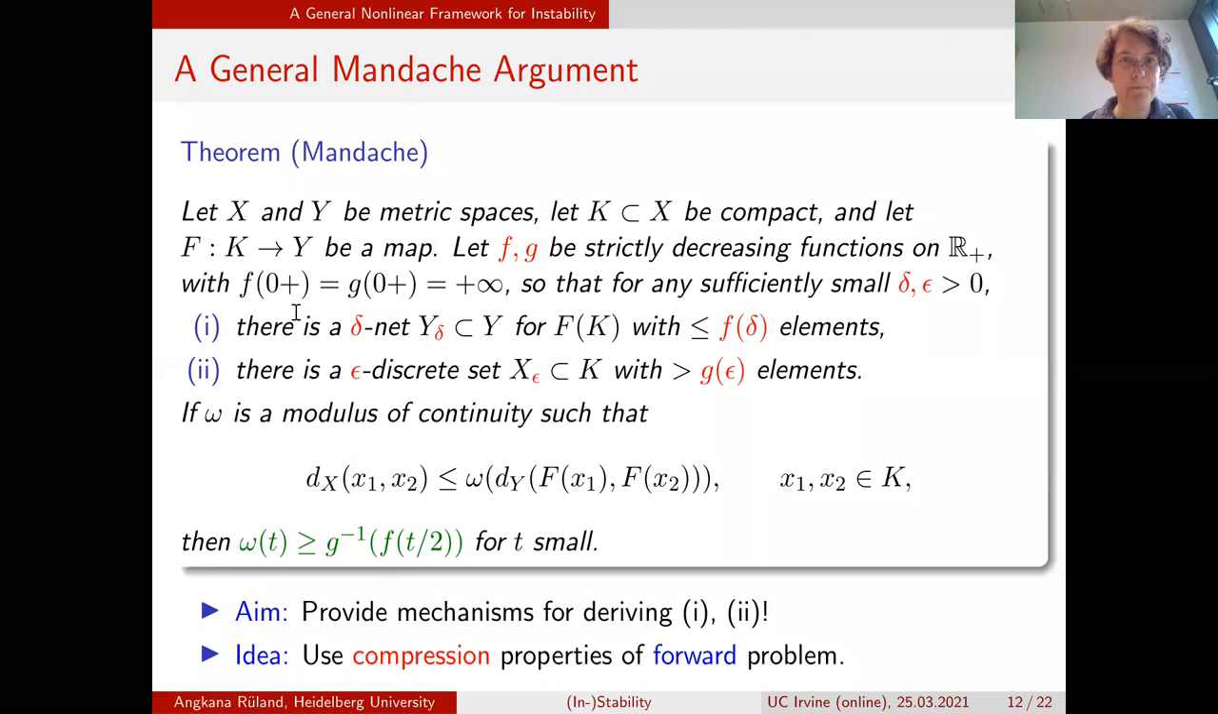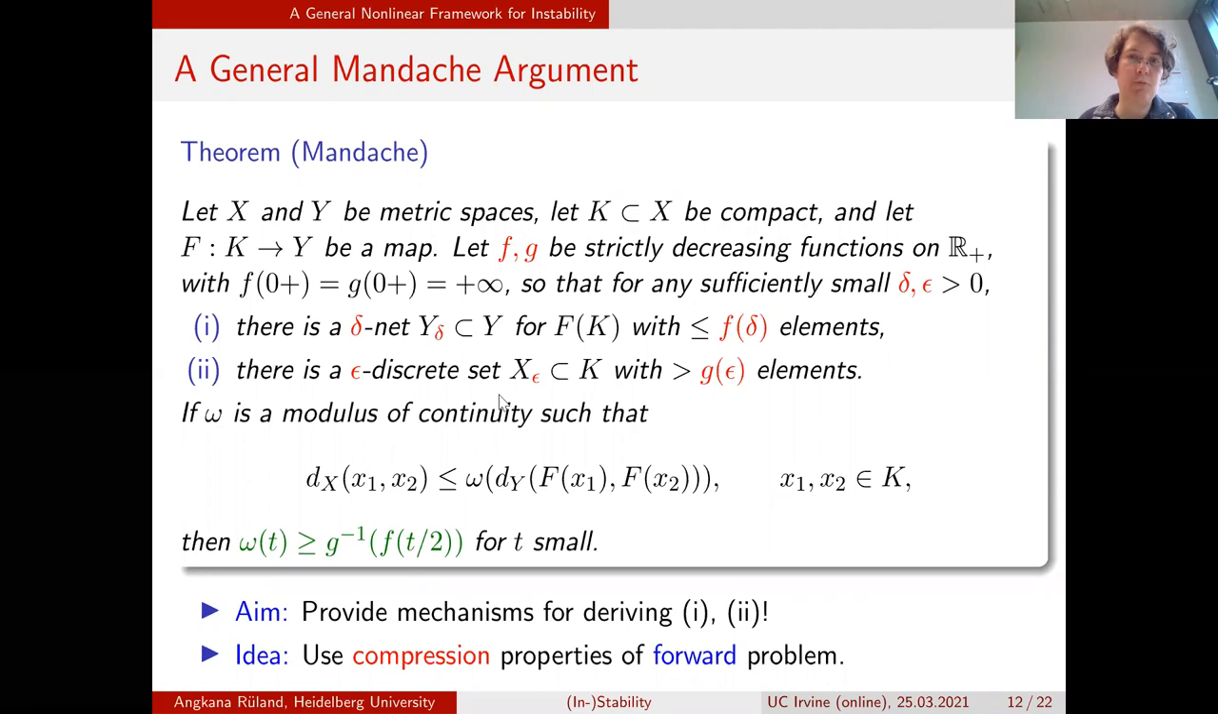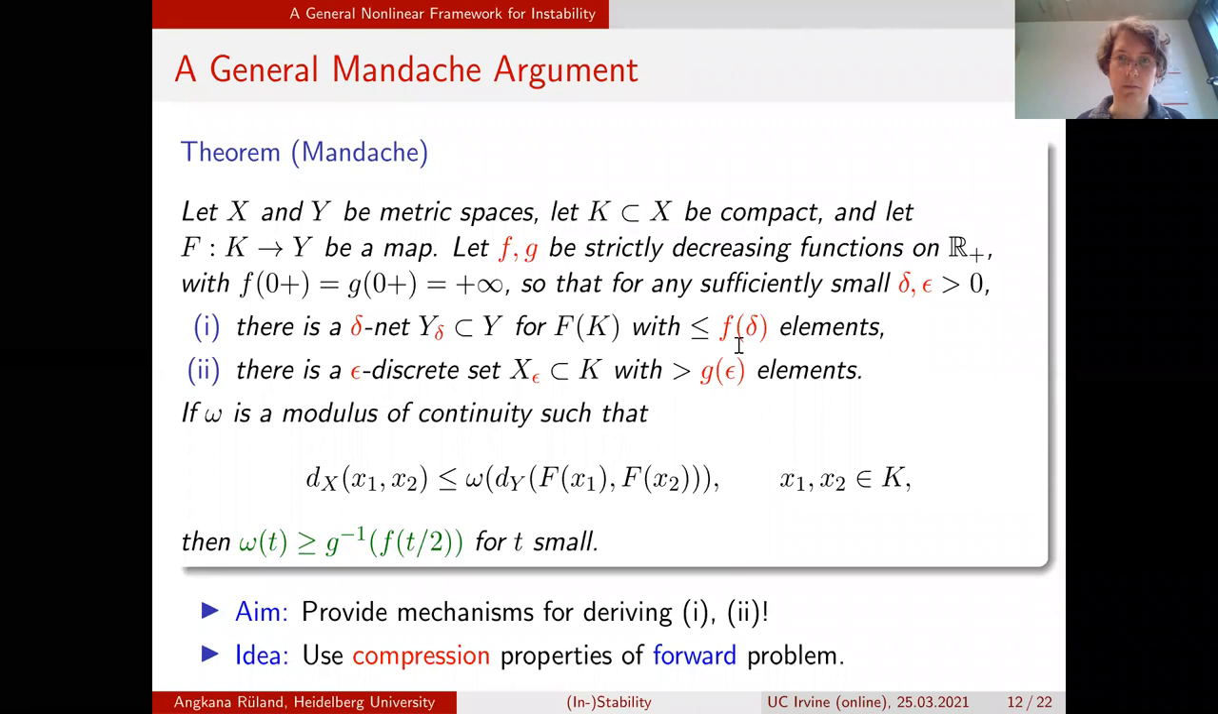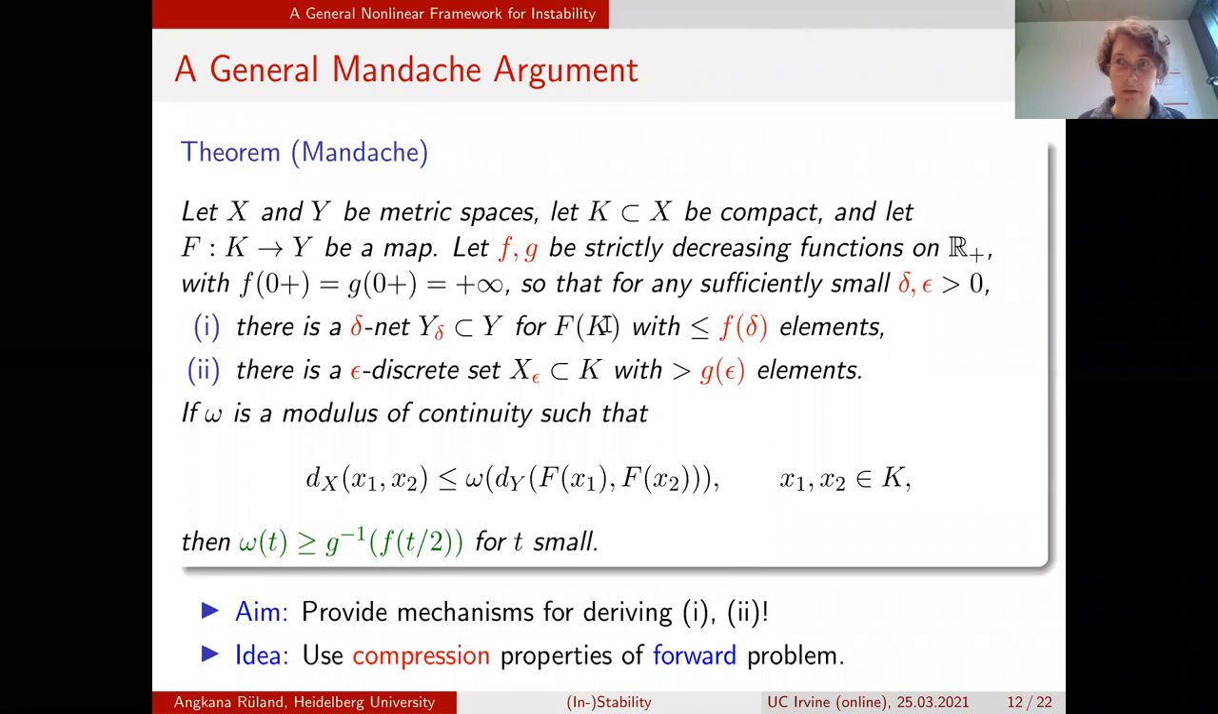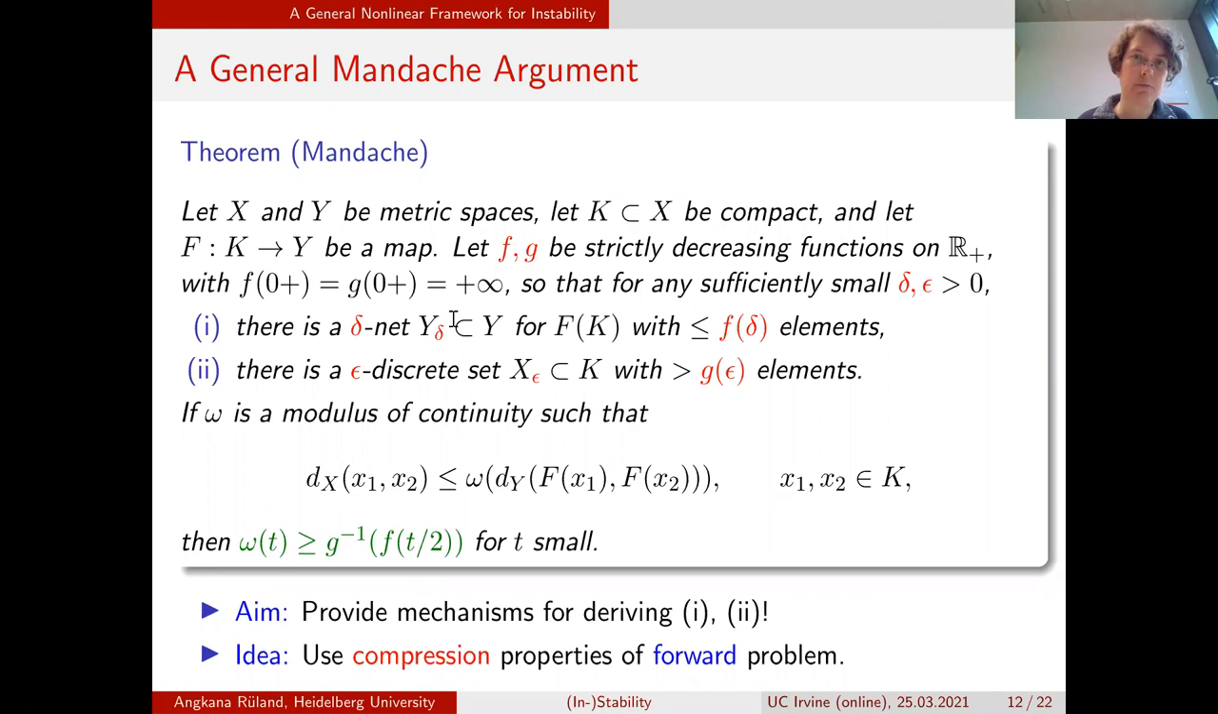And then we have the general function space ingredient, which says that this compact set K, in a sense, is fat. This is the correspondence to this L infinity is fat thing of Mandatha. Fat in the sense that we can find epsilon discrete sets which consist of many different elements. So this is quantified in terms of some function. Okay, and then there's the model-specific, problem-specific, interesting ingredient that says, well, somehow the image is squashed together by the forward operator. And this is then quantified in the sense that he shows there's some delta net which consists of only few elements. So you can cover the image with few elements.